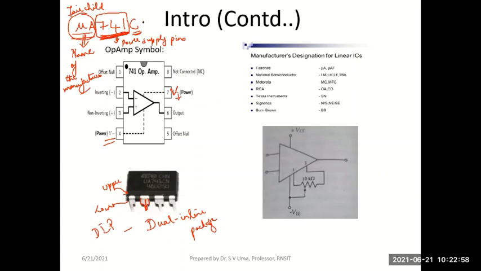I'll have 1 or 2 letters afterwards also very often. Any idea what this represents? Yes or no? C stands for commercial grade. So what is a commercial grade IC? A commercial grade IC is designed to operate between 0 to 70 degrees centigrade. Remember, a commercial grade IC works in the temperature range 0 to 70 degrees centigrade, whereas I can have a military grade.